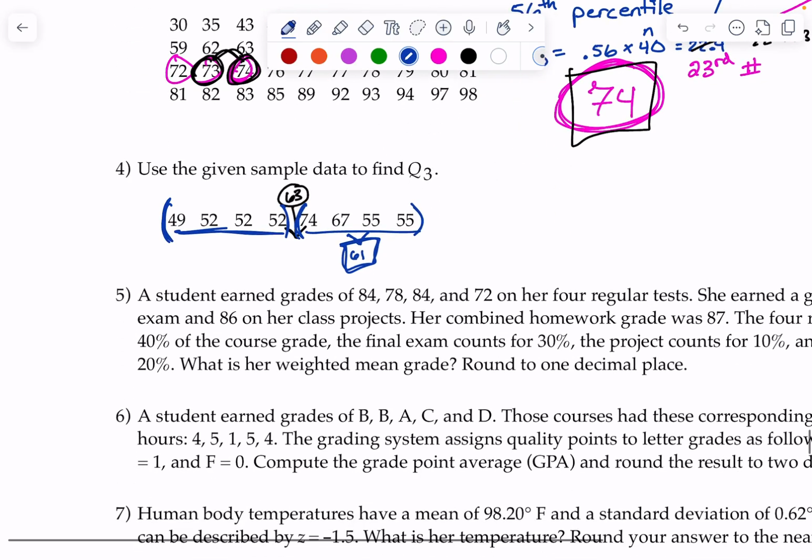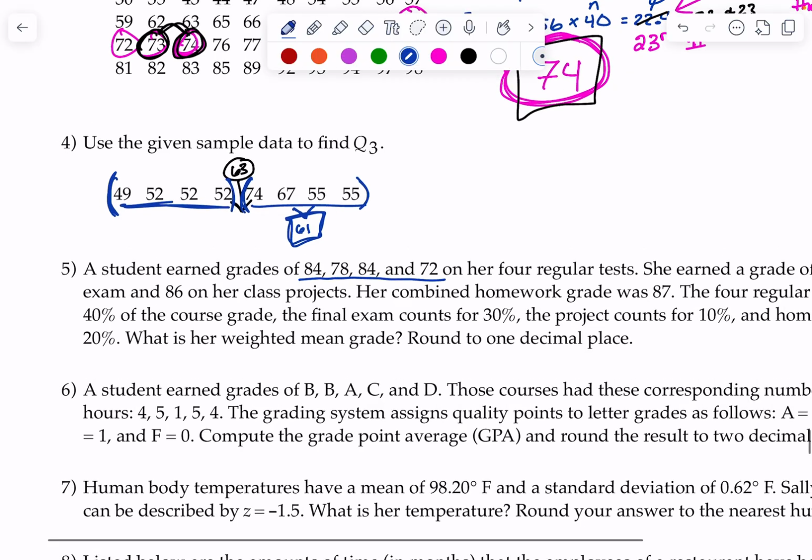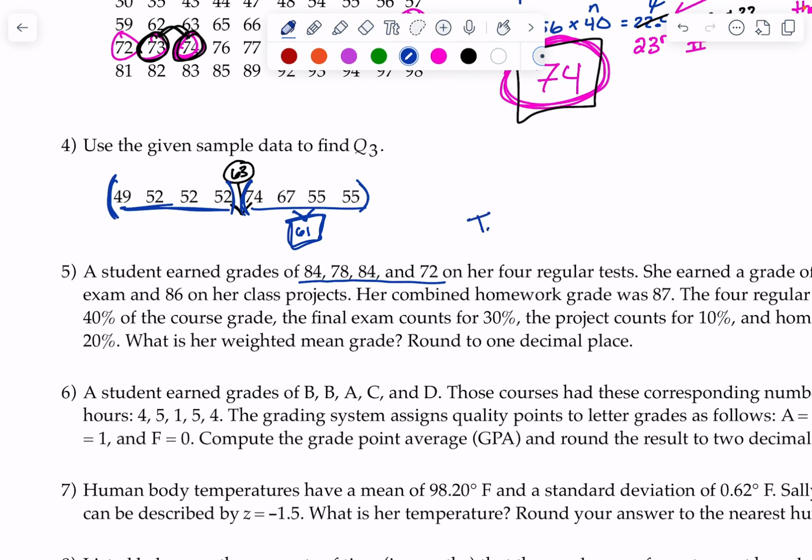Okay, a student earned grades of 84, 78, 84, and 72 on her 4 regular tests. Before I move on, I have 4 tests going in, and we're going to find the average test grade. I'm going to write TA for test average. I'm going to add those up together: 84 plus 78 plus 84 plus 72. And I'm going to divide that by 4, and that's going to give me my test average.